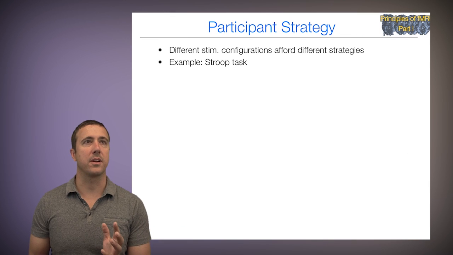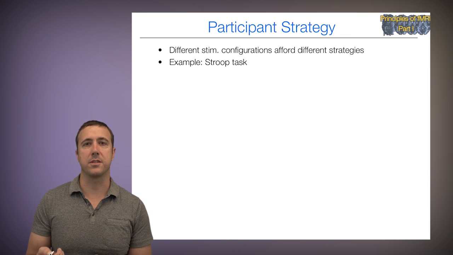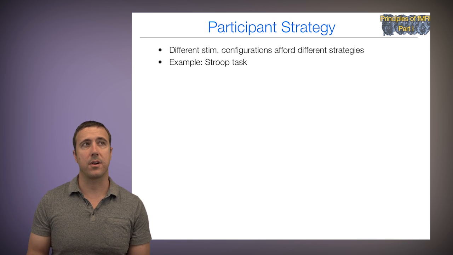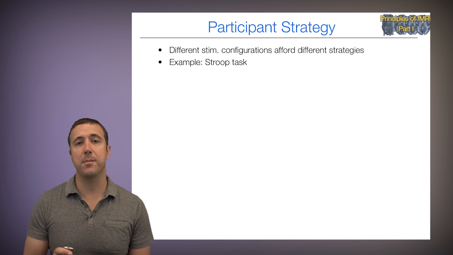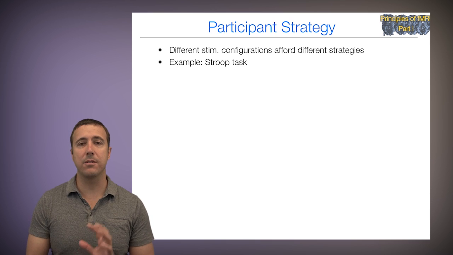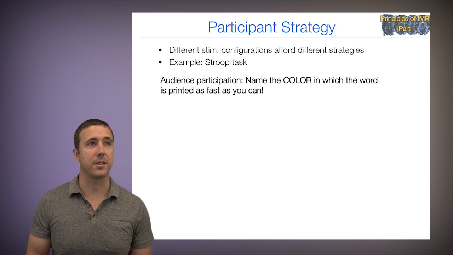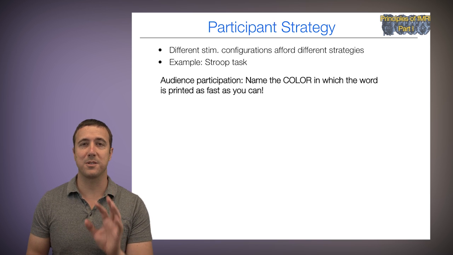Let's move next to participant strategy. So here's our example. The principle here is that different stimulus configurations, even if they're about the same quote-unquote task, afford very different strategies. Our example is the famous Stroop task, which has thousands of publications about naming colors and various similar things. So again, audience participation.